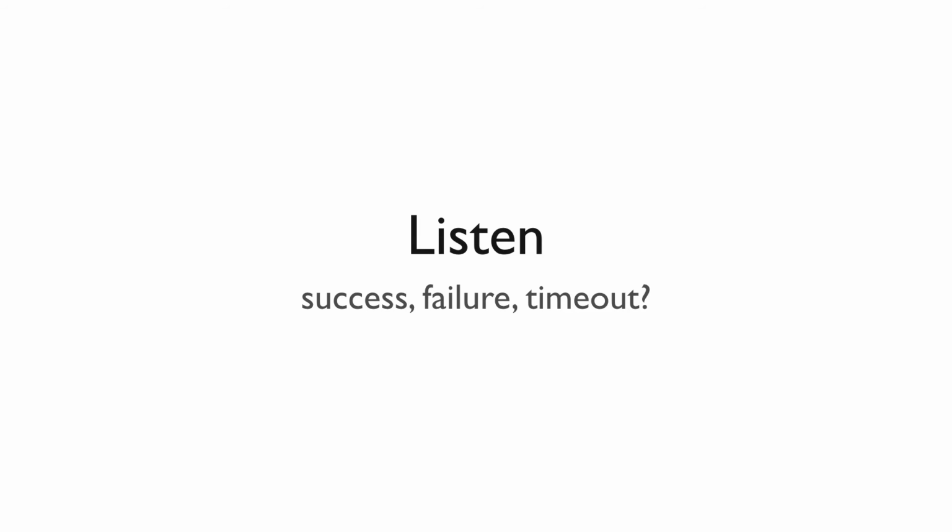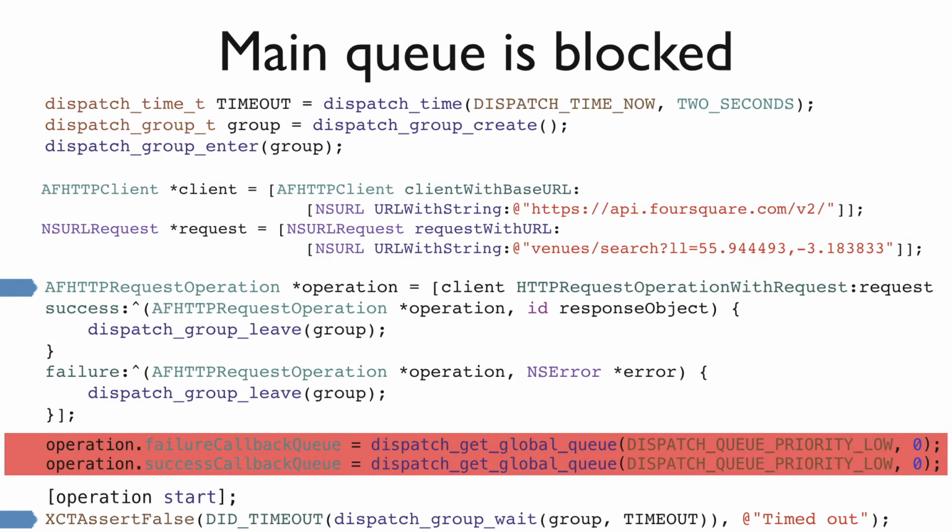Timed out again, right? Okay, so if you look closely, you see that the main thread is blocked as part of running that test. So we need to define our success and failure blocks in a concurrent queue so that it has time to execute those blocks and then assert. So let's listen again.